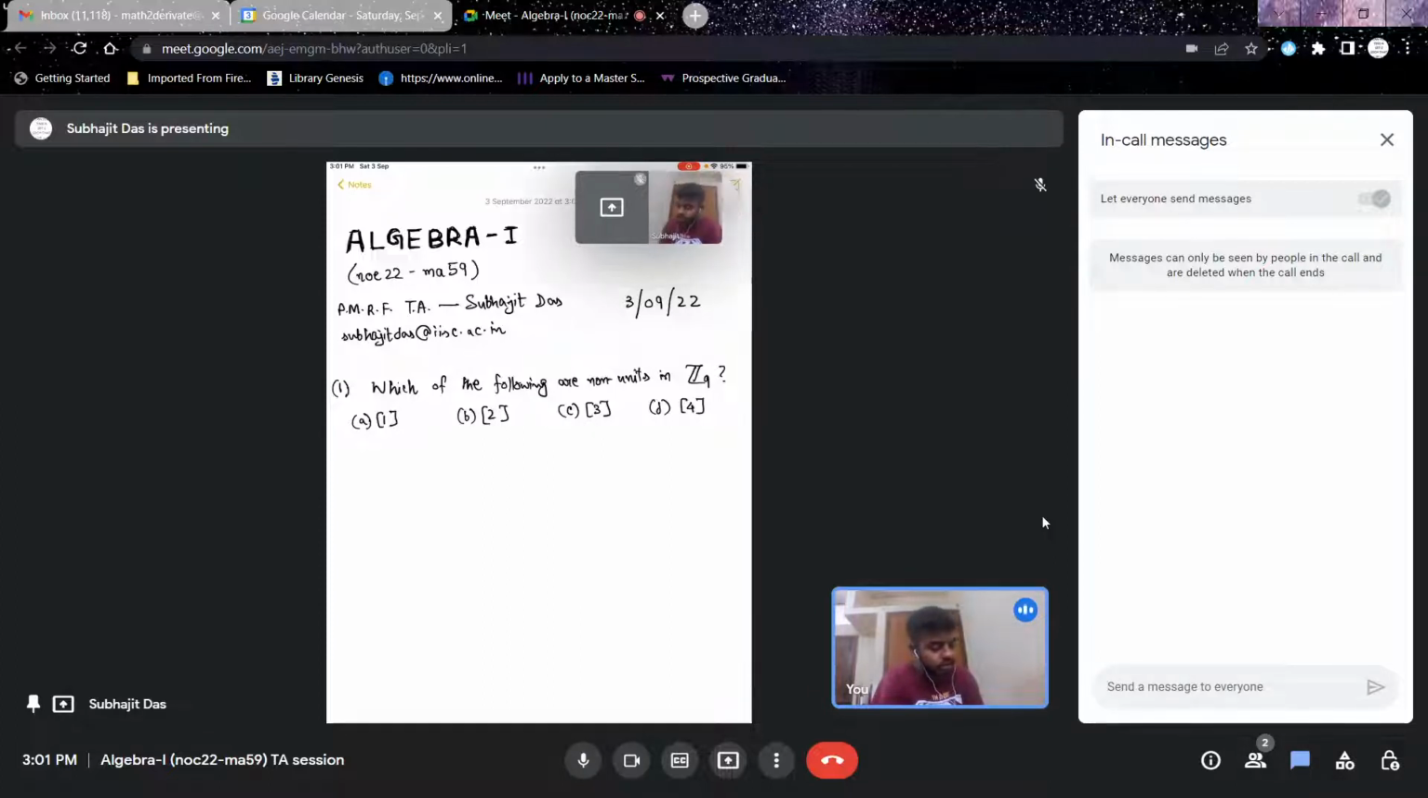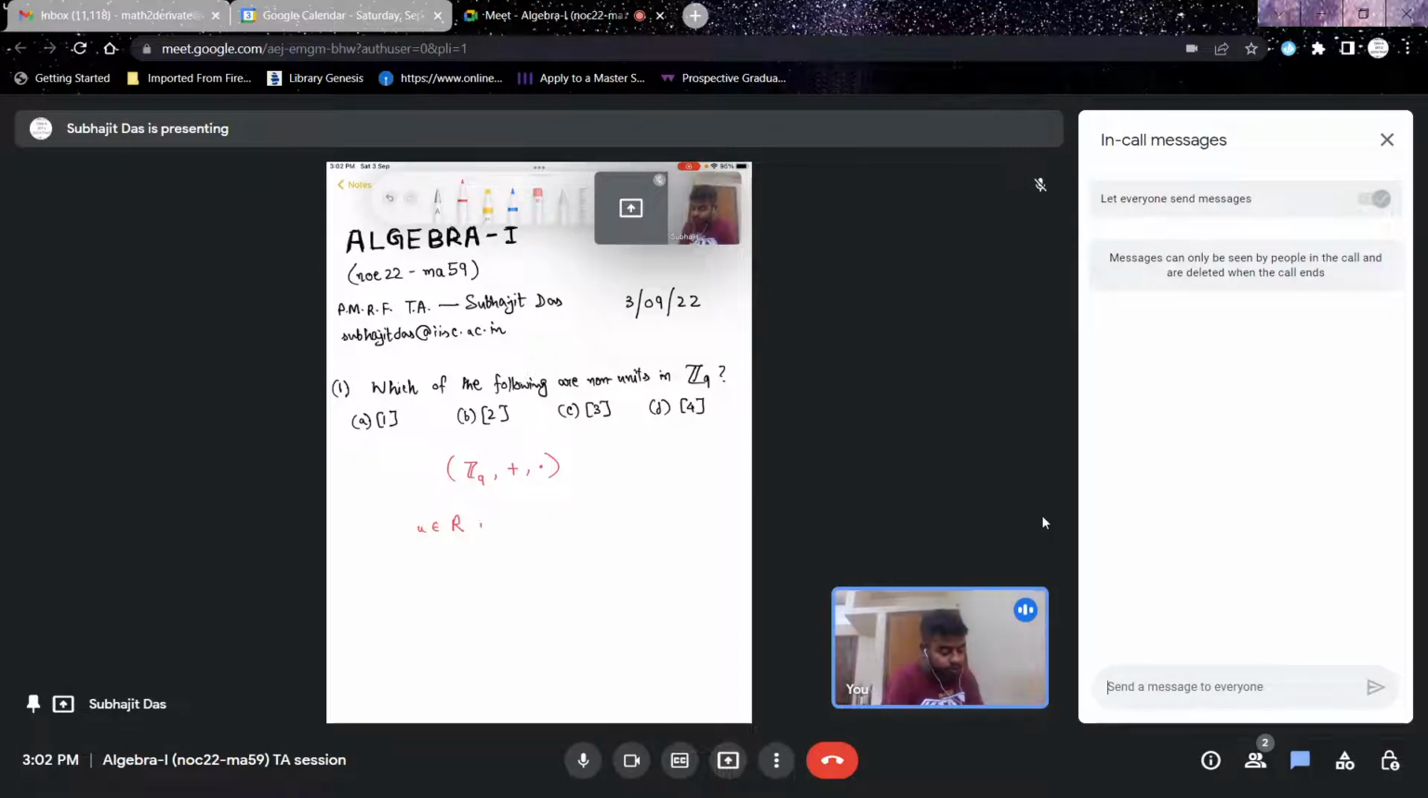Let us start with the first problem. It's simple, nothing difficult. You know that Z9 is a ring under the usual addition modulo 9 and the usual multiplication modulo 9. And you know what units in a ring are, right? If R is a ring and U is an element of R, U is called a unit precisely if U is invertible under multiplication.